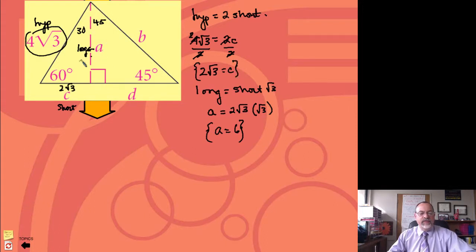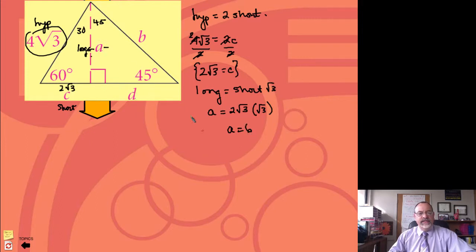Now A, if we look on the right side, this 45-45-90, A is also a leg in the 45-45-90. And in a 45-45-90, both the legs are the same. So that makes D, let me see, I'm going to back up just a little bit. Bear with me here. Don't forget, A is equal to 6.